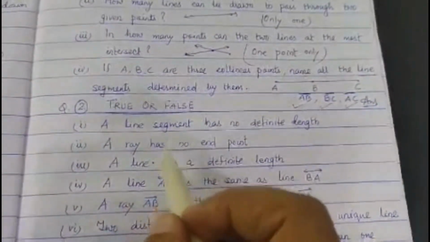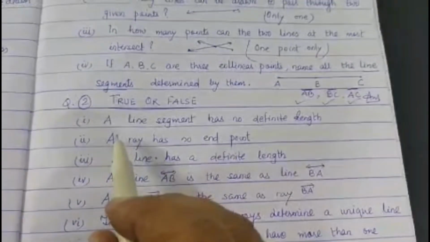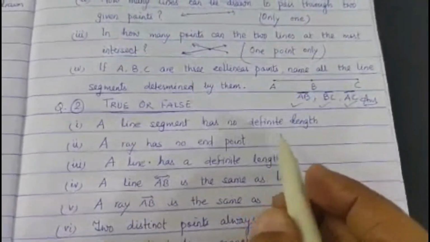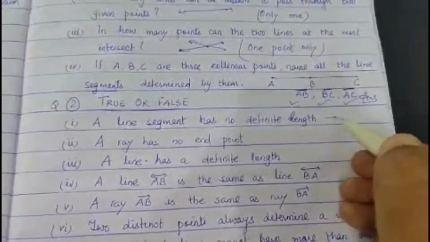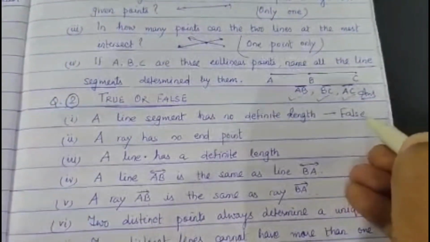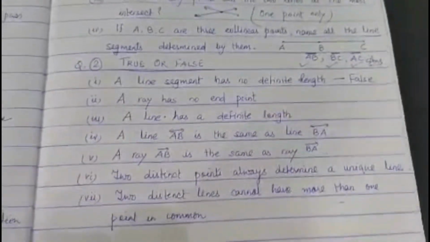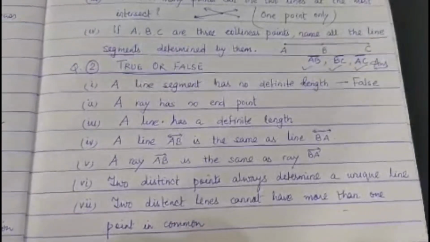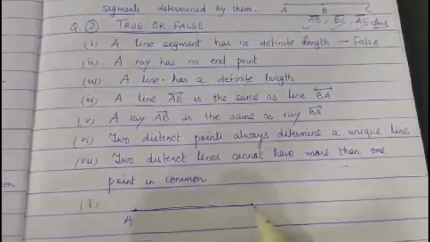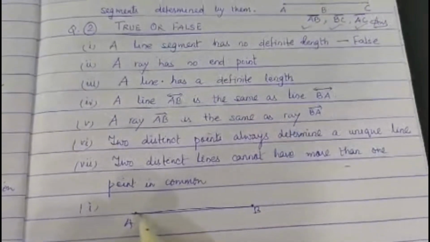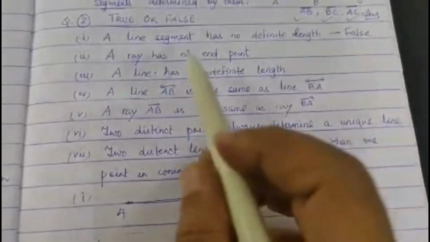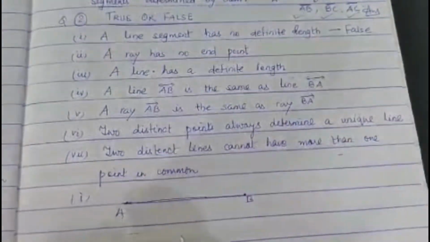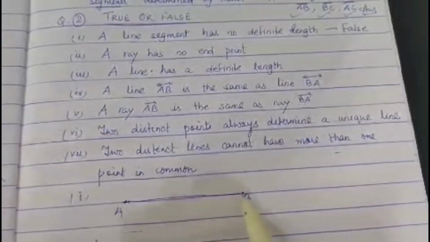Now come to the true or false portion. First one is, a line segment has no definite length. This is false. Why? Because if you see, what is a line segment? It is like this. This is a line segment. So it has a definite length, and here it is said that a line segment has no definite length. So this is a false statement. A line segment has a definite length.